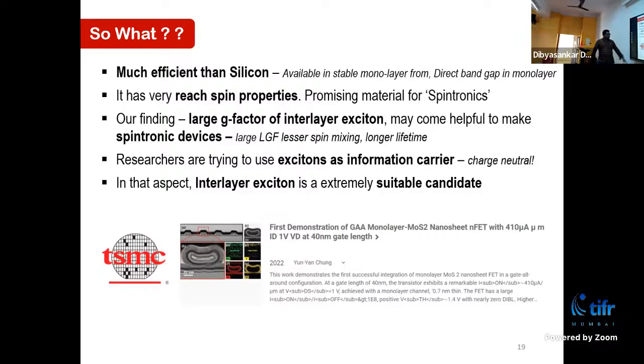This is a paper from 2022. If you know this company, it has almost 90% of the total world production of microchips. They and Intel are the two giants who can do this kind of fabrication. They have fabrication facilities. They published something in 2022, and they are actually working on monolayer MoS2 materials. And who knows, 10 years down the line, you may have your mobile phone running on the device I am working with. Who knows?